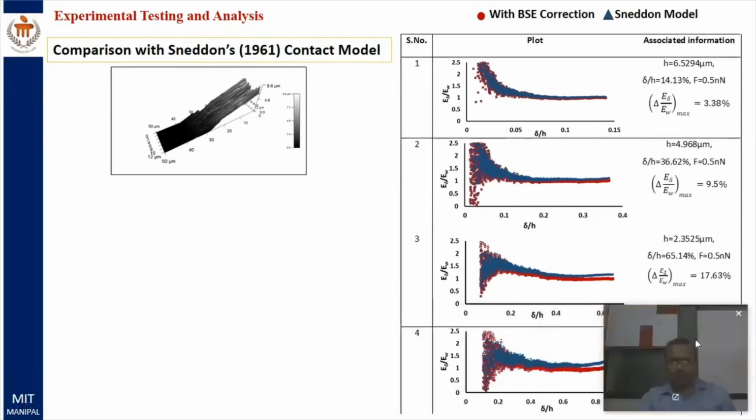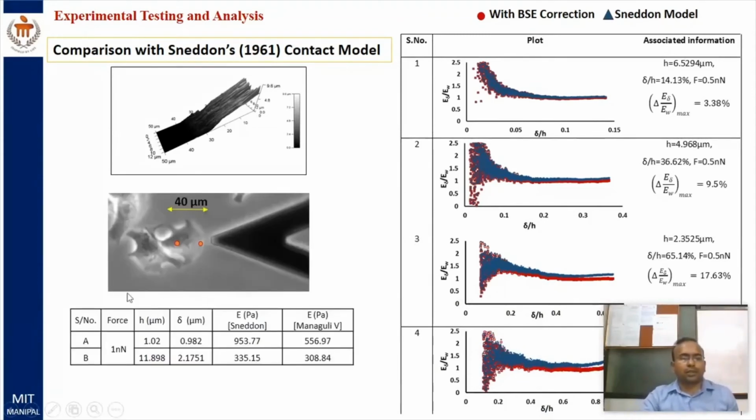So what is the significance of the differences that we are observing? Let's take a case of indentation over 2 different spots on the cell, one near the periphery and one over the nucleus. And you can see here the variations in the properties. The one extracted from Snellen's equation is showing 953.77, while if you use the BSC corrected model, it comes to around 556.97. So that's a significant difference.